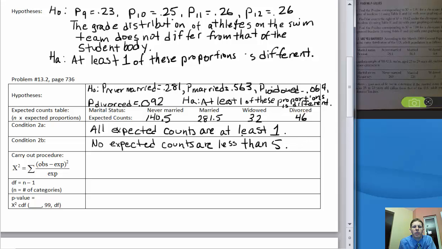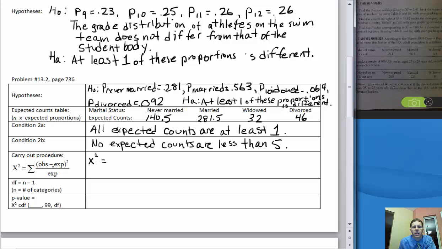In the future, if you have none of these expected counts less than 5, what you can say is that all expected counts are at least 5, and that actually addresses both of these conditions. The next thing we're going to do is carry out our procedure. We're going to calculate what chi-square is equal to.